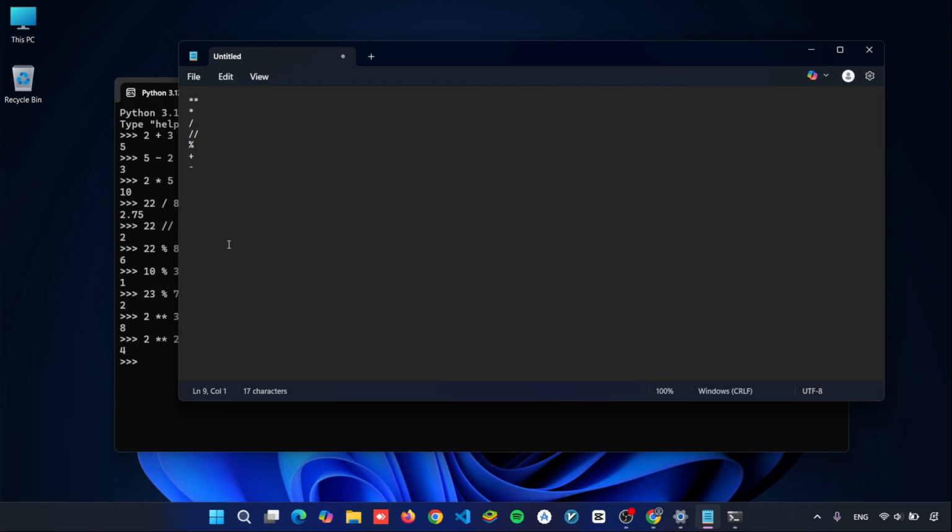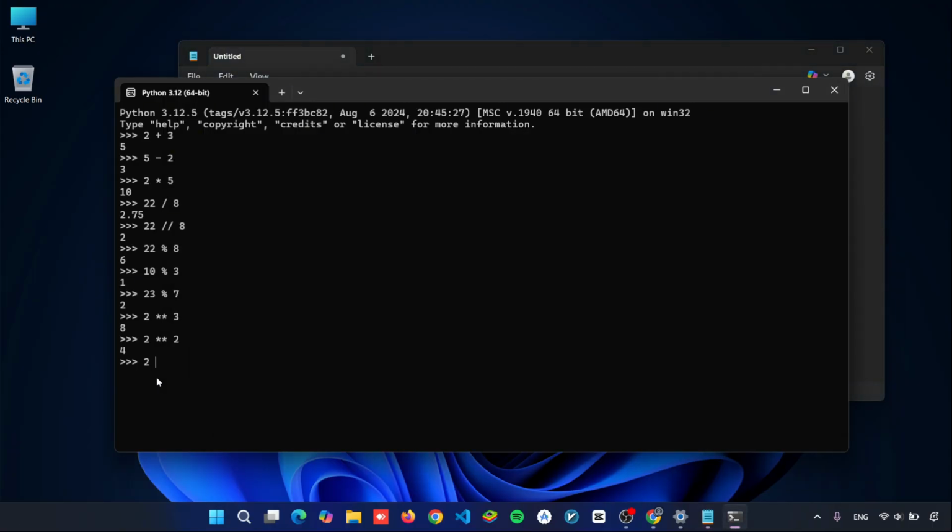Let's try something simple, something like 2 plus 3 times 6. What do you think is the result? Let's try it in the interactive shell. 2 plus 3 times 6. It's 20. But why is that? It's because Python does 3 times 6 first, it's 18, and then adds 2, which gives us 20.